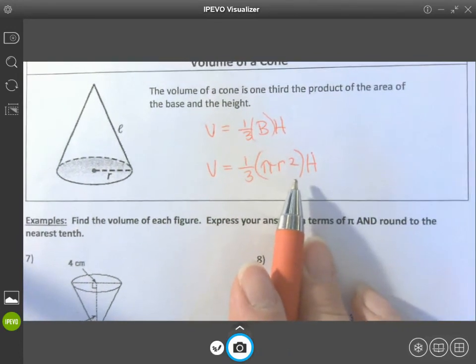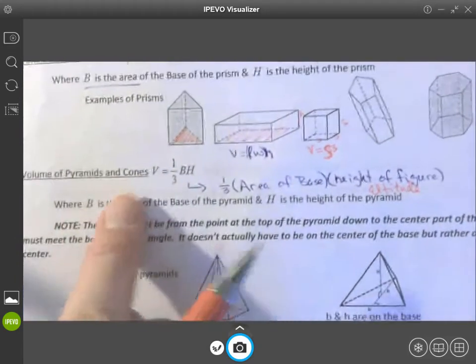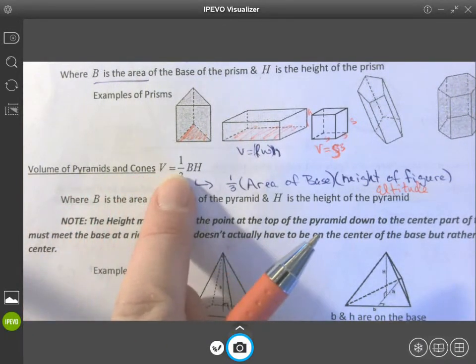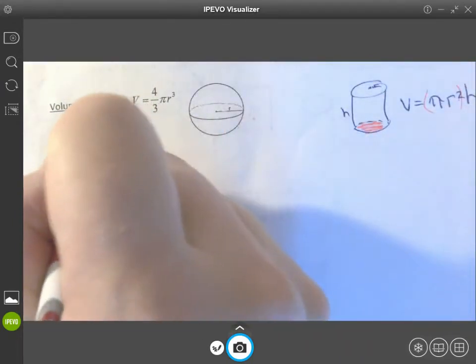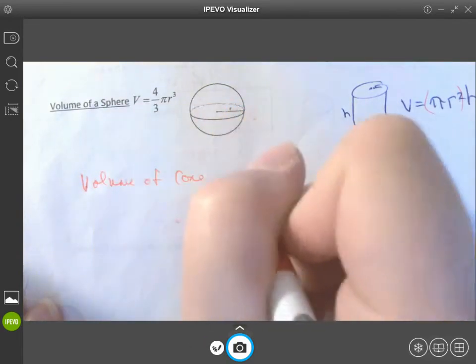Now, when we did pyramids, we had to look and say, oh, it's a rectangle, it's a square, it's a triangle. I don't think you have that specific formula on your formula sheet, so let's add it. Do you see that it is the same, volume of the pyramids and cones? But let's get a little bit more detailed. So let's draw a little cone down here. So volume of cone, that way it's all in one place.